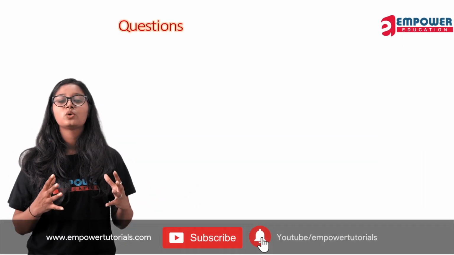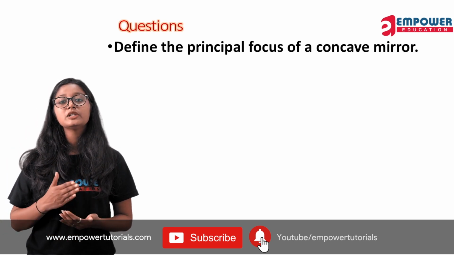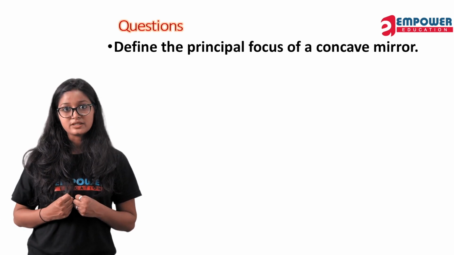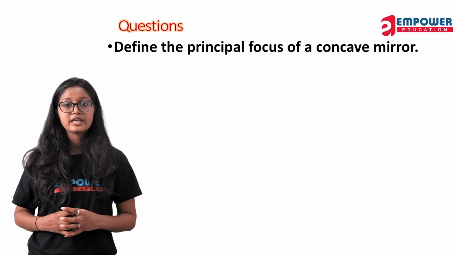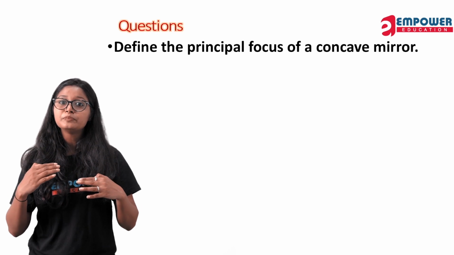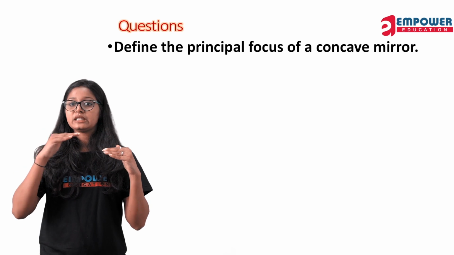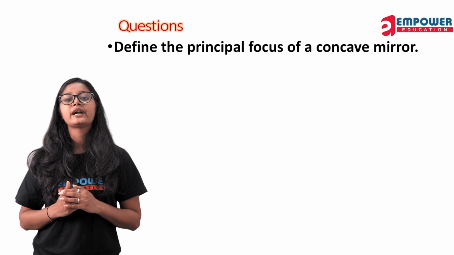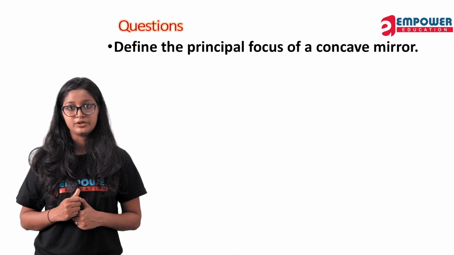Okay, so we had an entire discussion. Now let's have a look at certain questions. The first question is, define the principal focus of a concave mirror. As we have already discussed, the principal focus of a concave mirror is the point where the reflected rays meet. When the rays are reflected from the reflecting surface, they intersect at a point, and that point is the principal focus of a concave mirror.